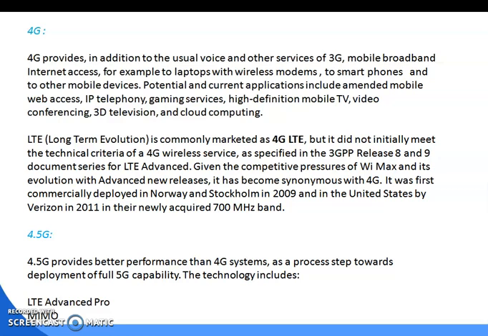In the 4G system, there are two things, LTE and VoLTE. LTE means long-term evolution, commonly marketed as 4G LTE, but it did not initially meet the technical criteria of a 4G wireless service, as specified in the 3GPP Release 8 and 9 document series for LTE Advanced. Given the competitive pressures of WiMAX and its evolution with advanced new releases, it has become synonymous with 4G. It was first commercially deployed in Norway and Stockholm in 2009, and in the United States by Verizon in 2011, on their newly acquired 700 MHz band. Similarly, 4.5G provides better performance than 4G systems as a step towards deployment of full 5G capability, and the technology includes LTE Advanced Pro and MIMO technology.